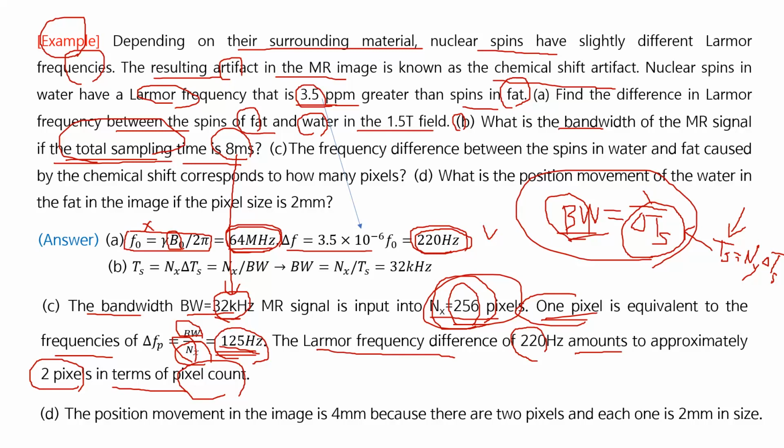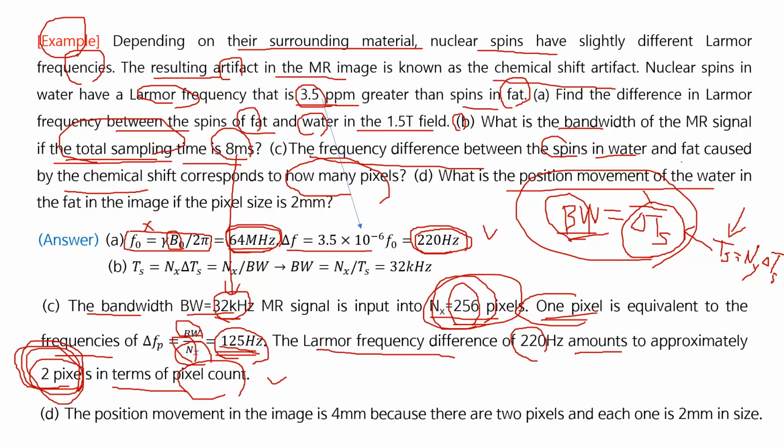So this question is already obtained here. So C is, the frequency difference between the spins in water and the fat caused by chemical shift corresponds to how many pixels? So we obtain 2 pixels.